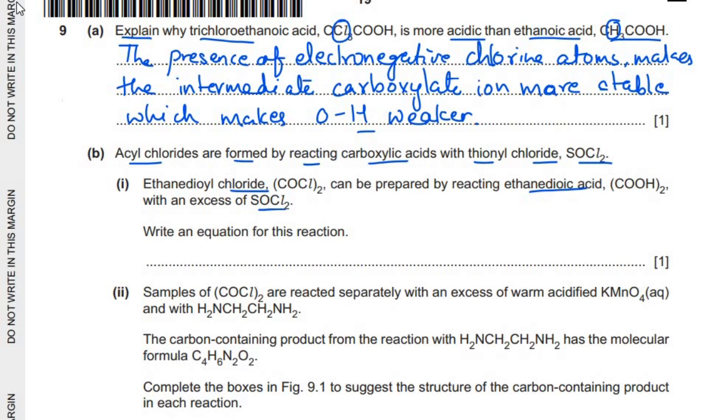Now if we are using the dicarboxylic acid, that is (COOH)2, reacting with SOCl2, that is going to form the acyl chloride, ethanedioyl chloride, (COCl)2. Now that is the product given in the question. Now what are we left with? We are also left with sulfur, oxygen, hydrogen.